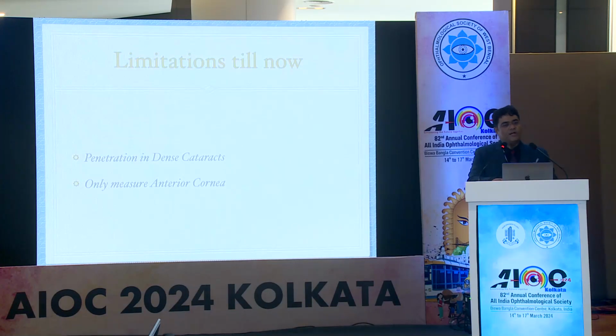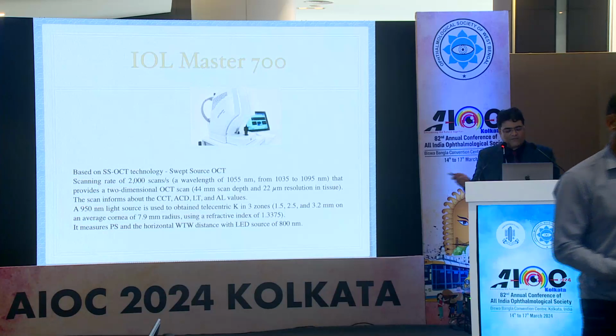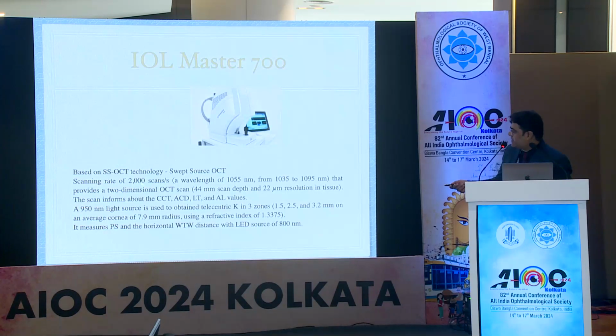And they only measured anterior corneal curvature. So then came the newer generation of swept source OCTs, which we have now. We have IOL Master 700, which is based on swept source OCT. So why is it called swept source? Because the wavelength varies from 1035 to 1095. As I showed there, in swept source this wavelength varies. It does scanning at a rate of 2000 scans per second.